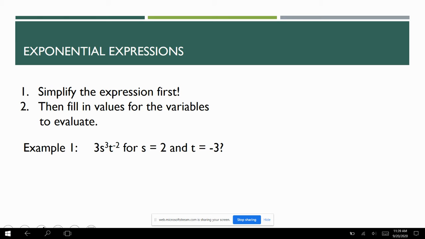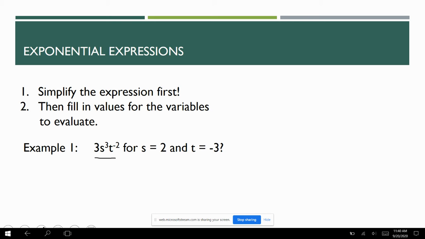So our first example is 3s cubed t to the negative second, for s is 2 and t equals negative 3. I know that what you want to do is plug them in right away, but that's not what we want to do. What we want to do is simplify this expression first so that we don't get confused when we have a number raised to a negative exponent, because that can get confusing. So here we're going to simplify 3s cubed t to the negative second.